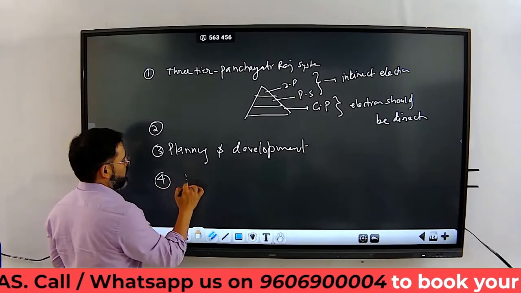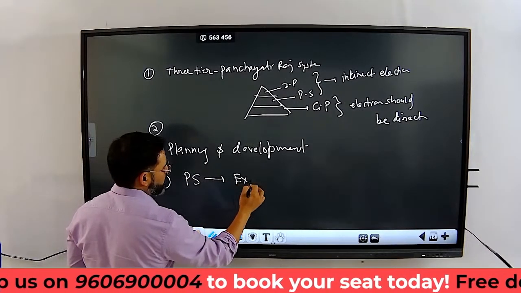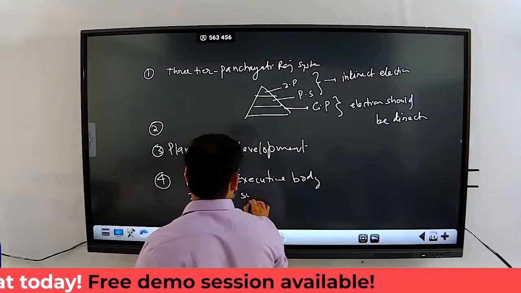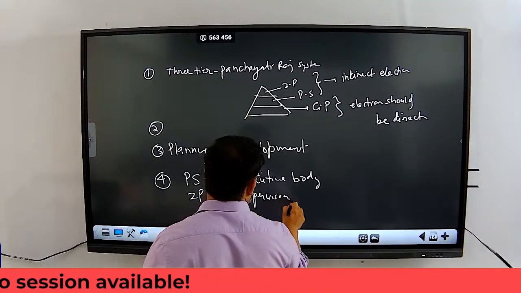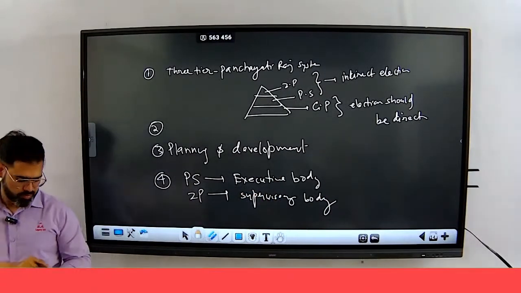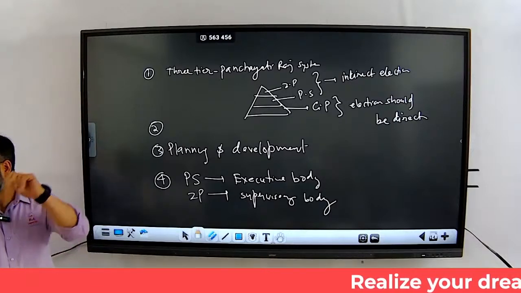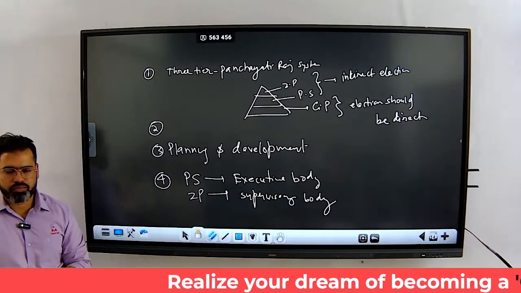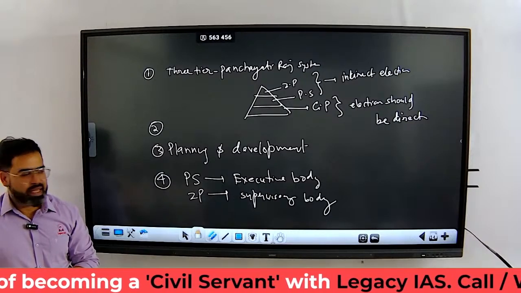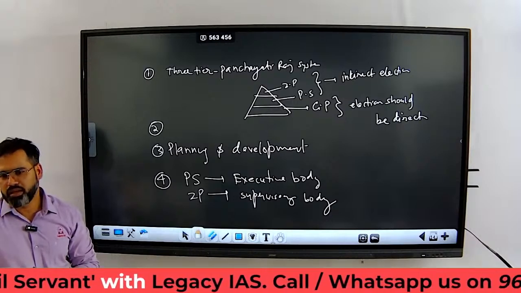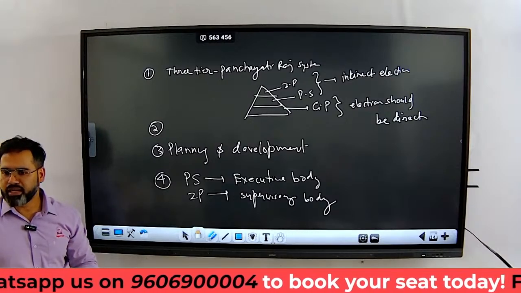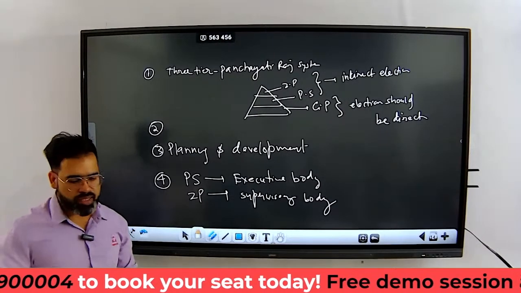Fourth is, Panchayat Samiti should be the executive body, and Jila Parishad the supervisory body. Panchayat Samiti is the executive body. That means whatever schemes are there, they will be implemented by the Panchayat Samiti. And whether this implementation is proper or not, who is going to check it? Jila Parishad. This was his recommendation.